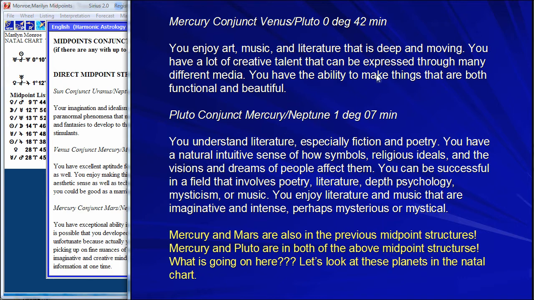Pluto conjunct Mercury, Neptune. Well, this orb is a little bit bigger. Again, emphasizes literature. We're finding Mercury and Mars were in the previous midpoints. Mercury and Pluto are in both of these. Pluto is at Mercury, Neptune. Mercury is at Venus, Pluto. See that? Mercury, Pluto, repeated. So we're seeing Mercury, Mars repeated, Mercury, Pluto repeated. What's going on here? So now we just look at the planets in the natal chart to see what's going on. There's some kind of Mercury, Mars, and Mercury, Pluto combining together in midpoints.